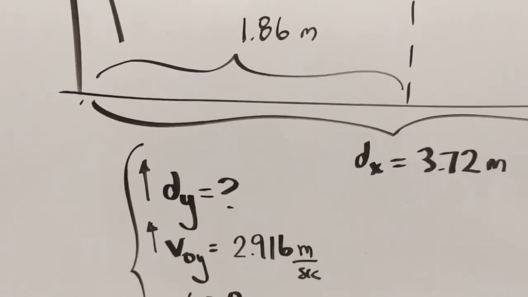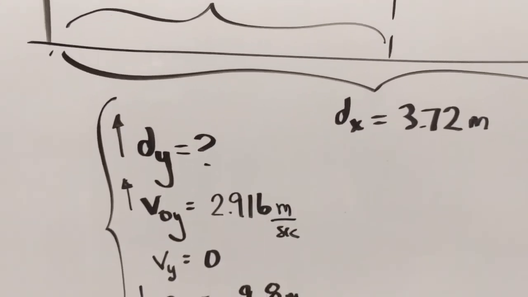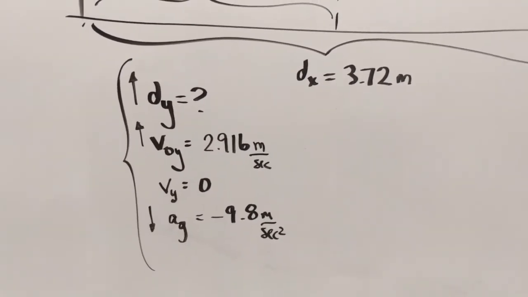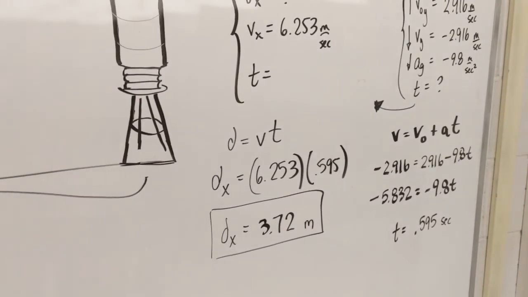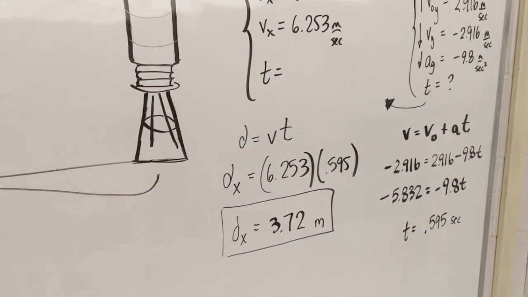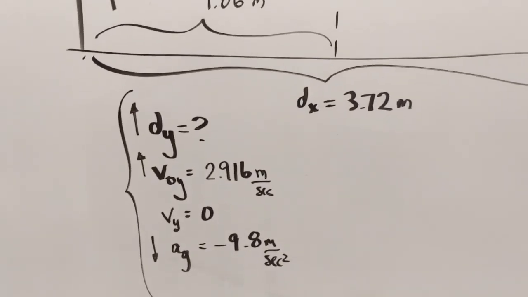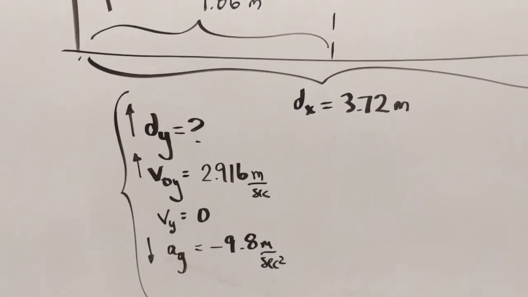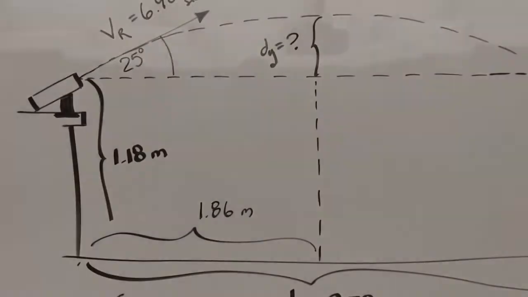What we want to know is the vertical distance that the ball will rise. We know that it starts out going upward at 2.916 meters per second, and that in the middle it comes to a stop, at least vertically. It's always moving horizontally at 6.253 meters per second, but again, we don't need to know that right now. Gravity will pull down at 9.8, and we can figure out the vertical distance that it will travel to its highest height.